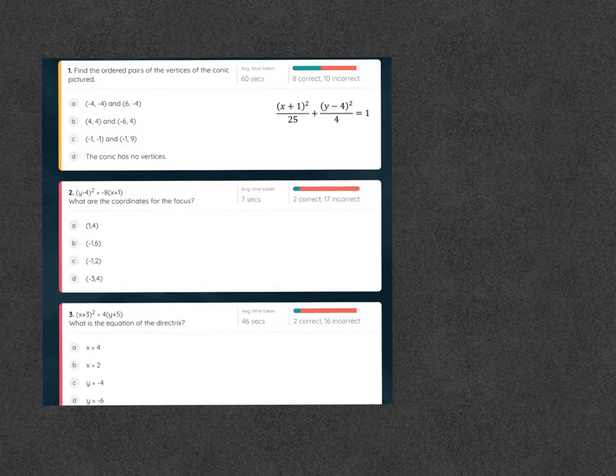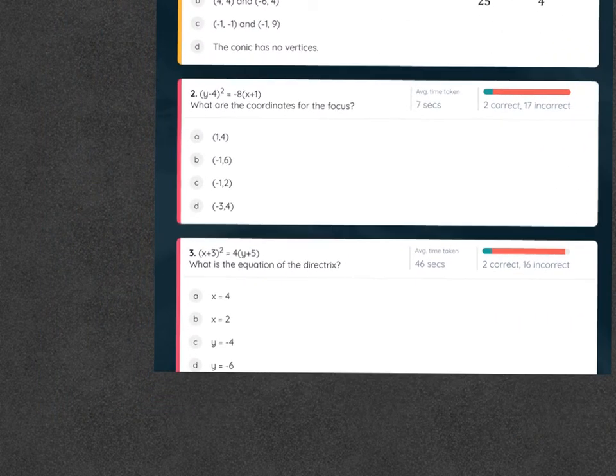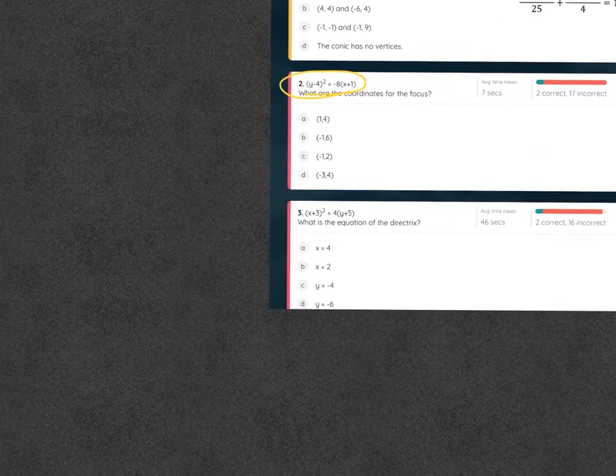Number 2 says, what are the coordinates for the focus? So the first thing you've got to look at is what kind of conic it is. It's a parabola, obviously, right? Only one of them is squared. If the y is squared and that is a negative 8, that tells you it's facing in which direction? Well, this makes sense. The y would either be right or left, right? And if it's a negative 8, that means the p is negative. That means it's pointing left, yes?